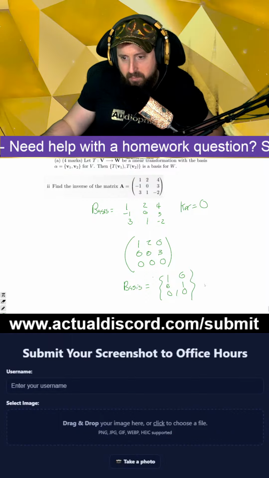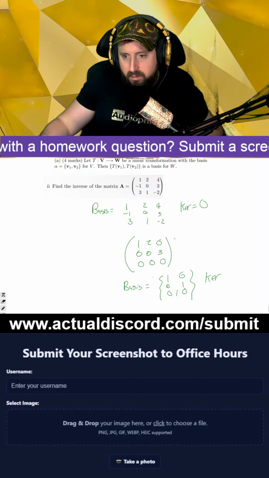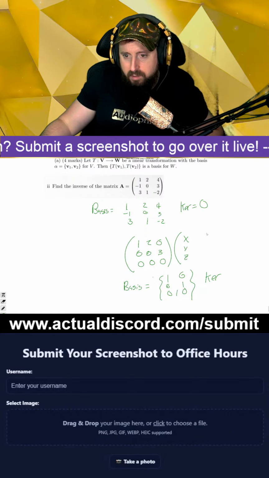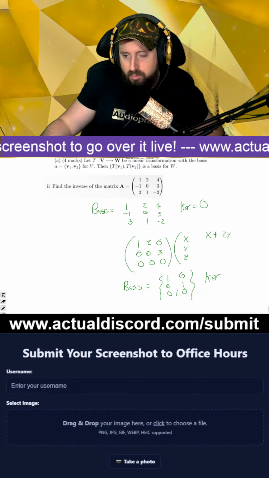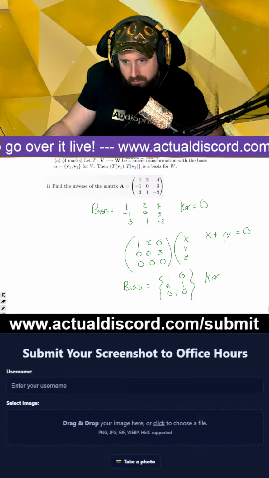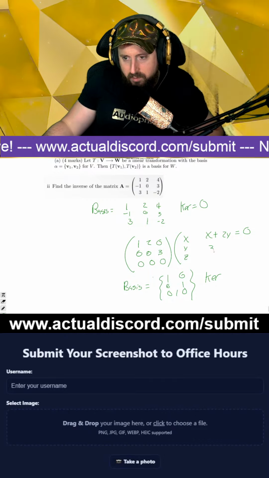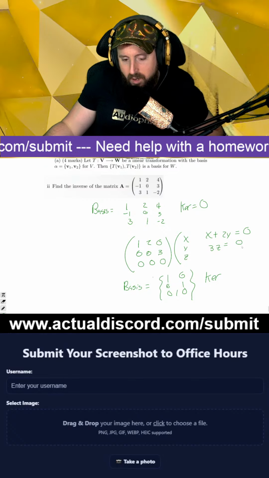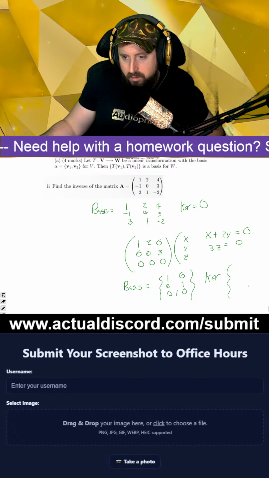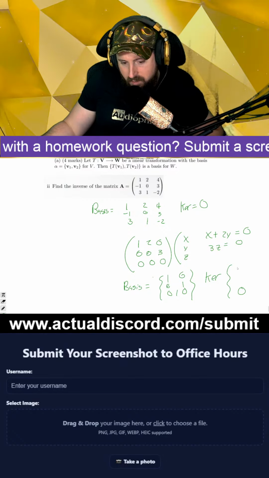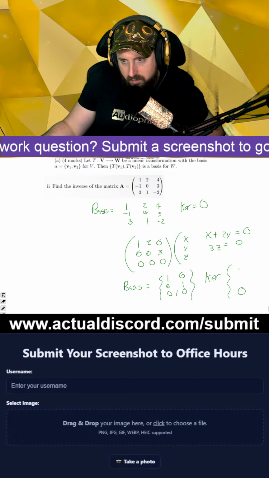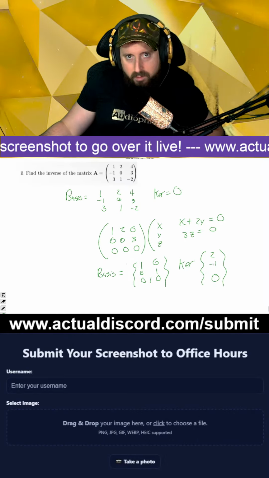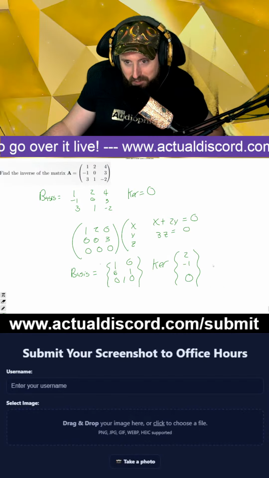And then that means the kernel, I think what you do is you do like x, y, z, right? So that tells me x plus 2y has to equal 0. And then what is this, 3z equals 0? Oh, okay. So then the kernel would be 0, and then, I don't know, 2, -1, right? Is that how this works? Someone make sure I'm doing good linear algebra. I think I am.